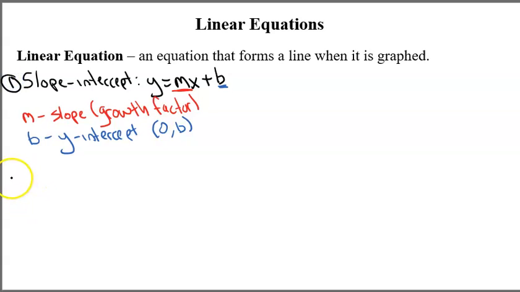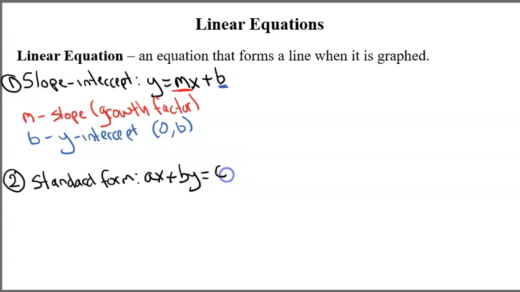Okay. The second one we'll talk about today is a common one used. It's called standard form. And so standard form looks like this. It's an equation where I have something times x plus something times y equals a constant c. So a couple things about this. So in this form, a and b are integers.